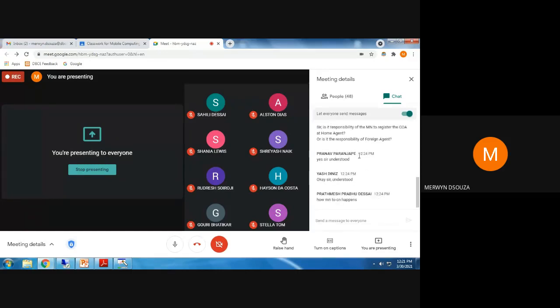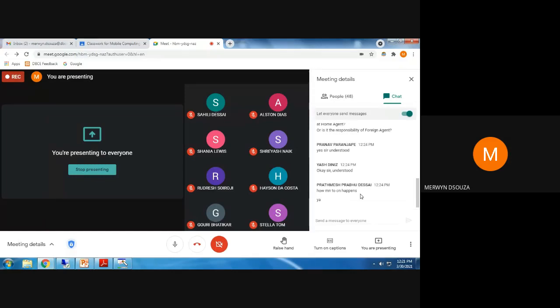I think it's how MN to CN happens. Prathamesh, do you mean when MN is in a foreign network or when MN is in the home network? MN in foreign network. Okay.